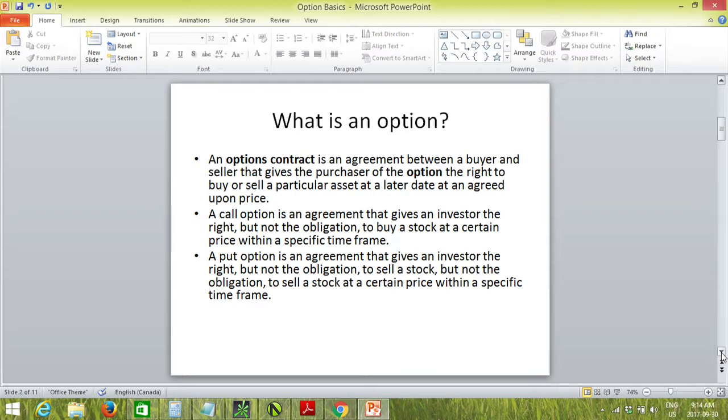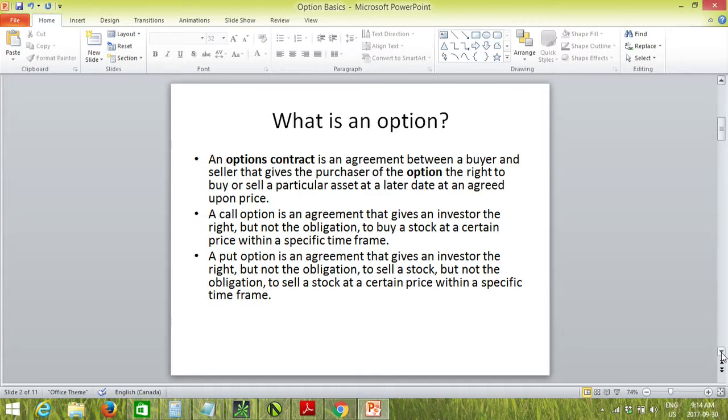So if you're buying a call option, that's giving the investor the right but not the obligation to buy the stock within a specific time frame. So if you're bullish on a stock, you think the stock is going to go up, and you're buying a call, then that would be the type of option you would want to buy. A put option works the opposite way. It gives the buyer the right, but not the obligation, to sell a stock. So if you don't like the stock, you think it's going to go down, that's where you would buy the put. So the right, but not the obligation.